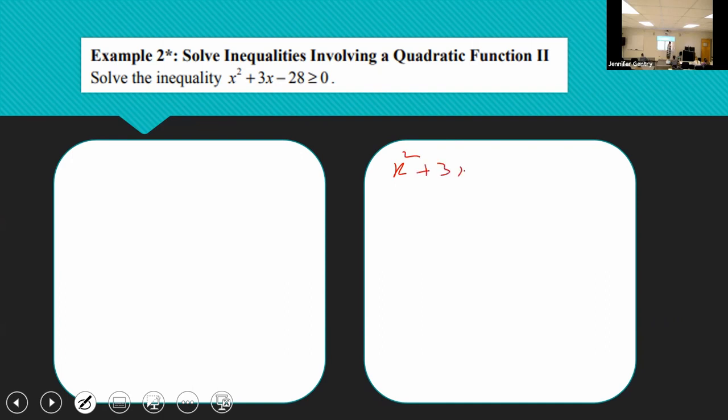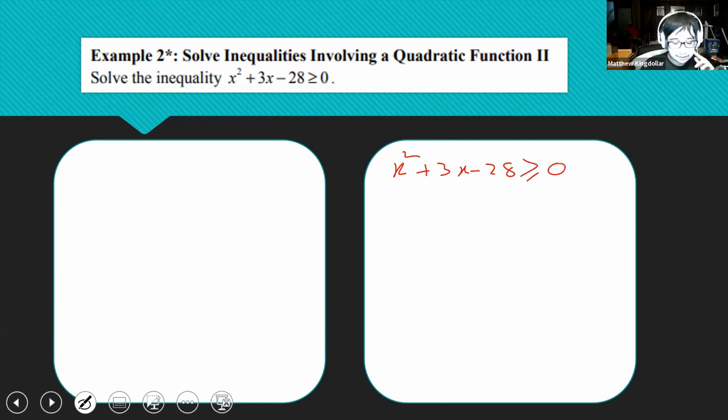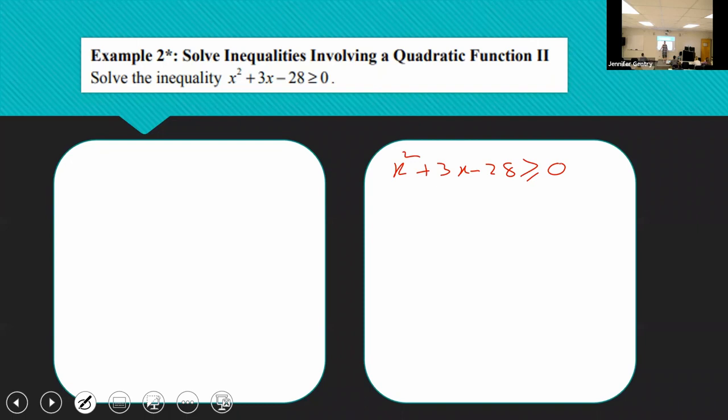What factors do I have? What are the factors of 28? 1 and 28. 7 and 4. Look at him, he's just jumping to the end, making me lose all my fun.